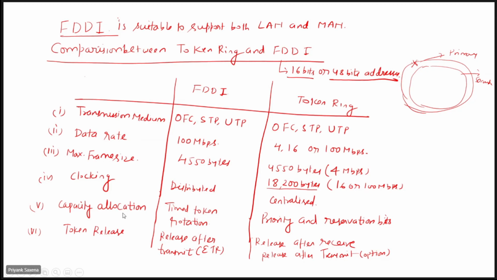Capacity allocation, it is based on priority and reservation bits as we have seen earlier. Here it is based on a timed token rotation. We will see how it works. Okay, we will also do a numerical on it.